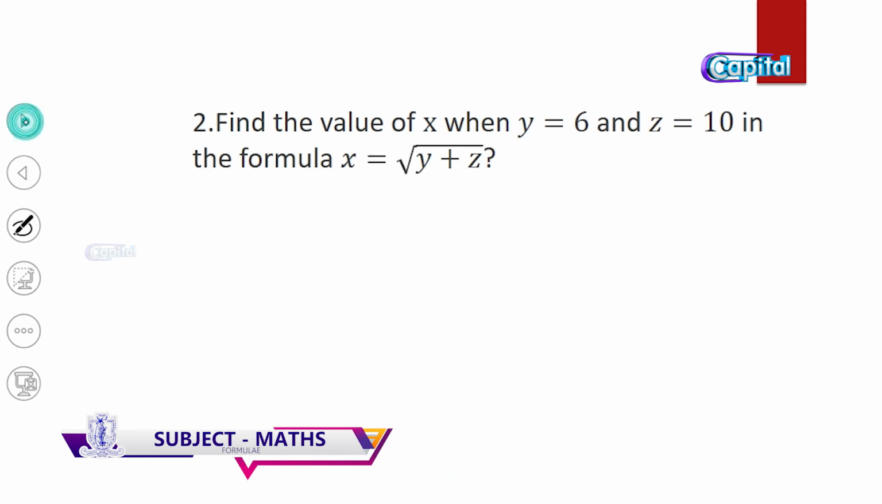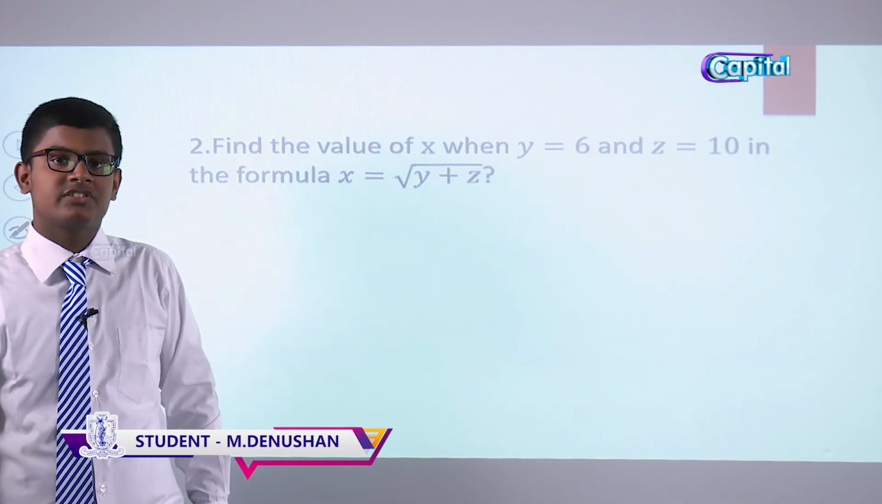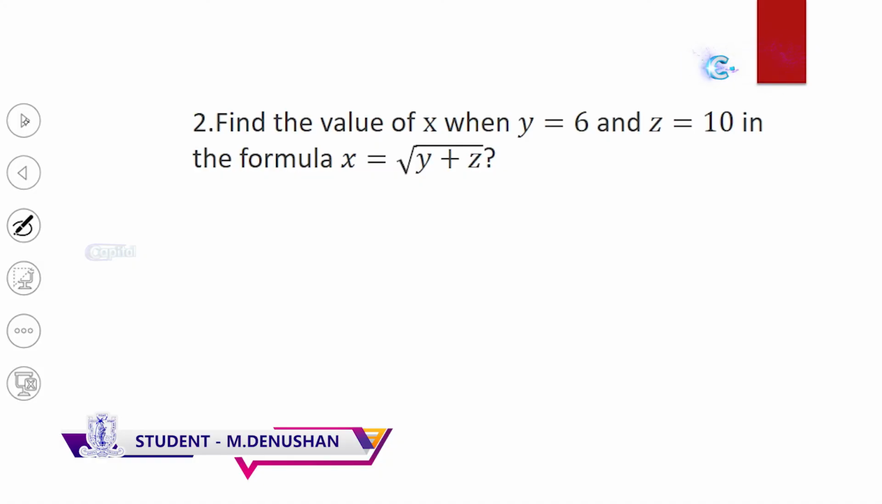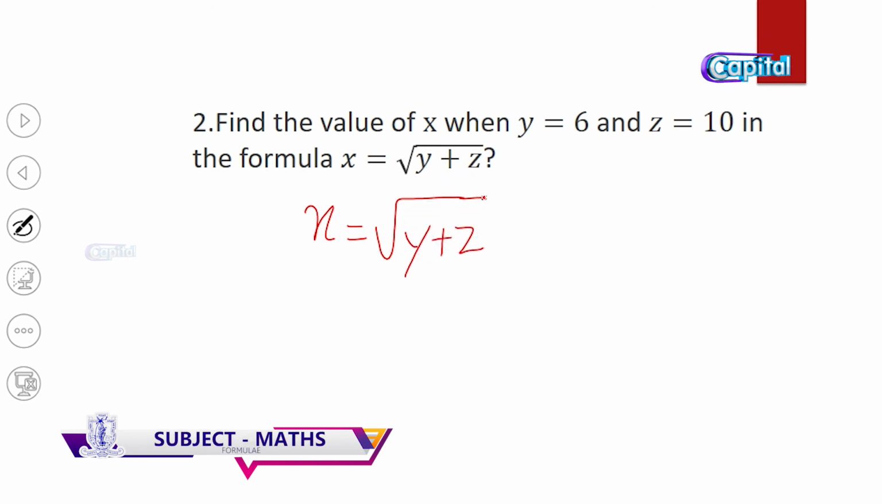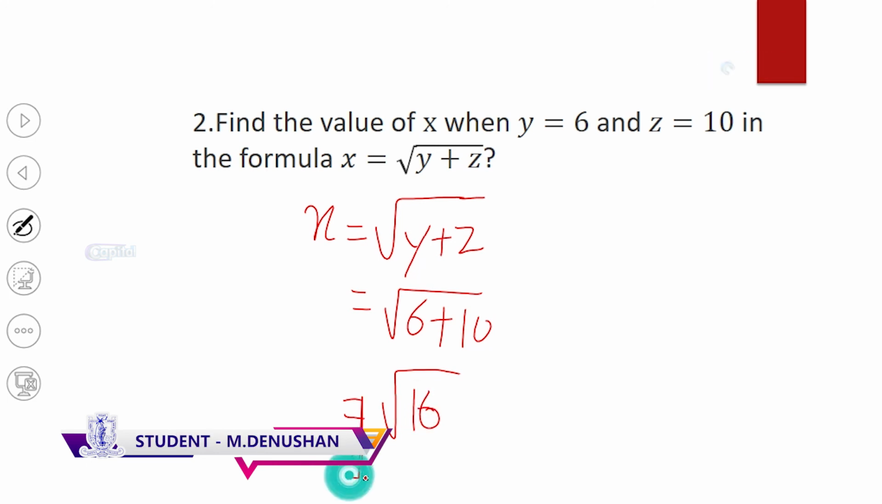Now let's move to the next question. Find the value of x when y is equal to 6 and z is equal to 10 in the formula x is equal to root y plus z. Here we can substitute the values directly and find the value of x, but we have to be aware of the root. We can substitute the given values directly: y is equal to 6 and z is equal to 10. We add 6 and 10 and obtain 16. We have to simplify this, and finally the answer is x is equal to 4.